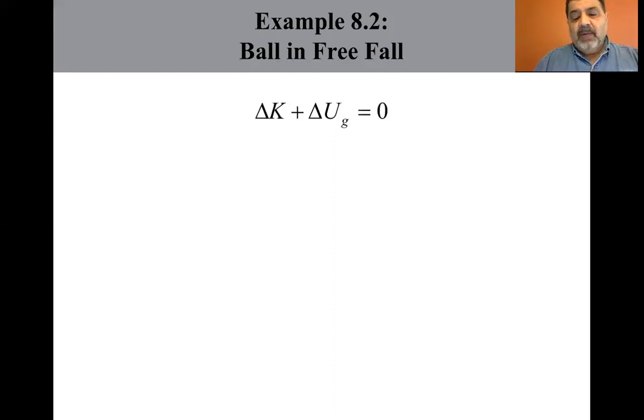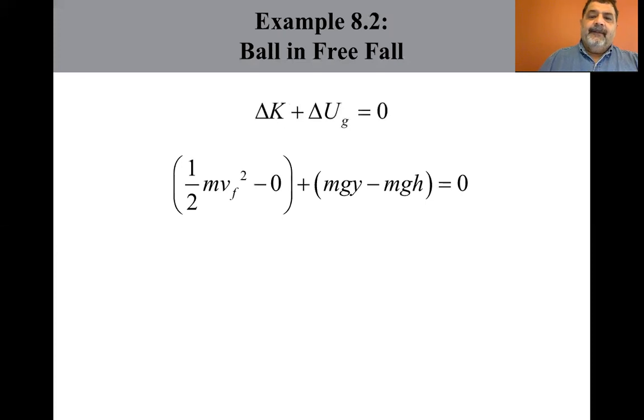So we write the appropriate reduction of the conservation of energy equation, noting that the only types of energy in the system that can change are kinetic energy and gravitational potential energy. So delta K plus delta UG, the kinetic energy plus the gravitational potential energy, equals 0. Now we substitute for the energies. The initial kinetic energy is 0. So we have 1/2 m v final squared minus 0.